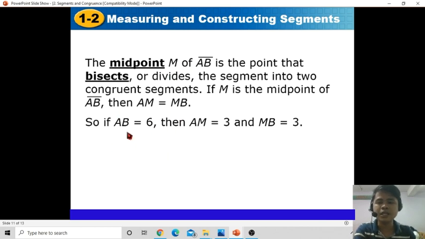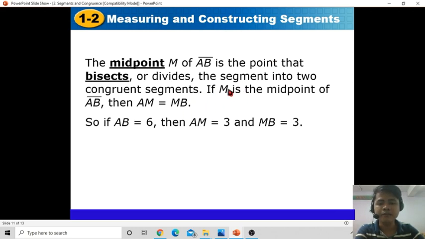Okay, let's proceed to midpoint. The midpoint M of segment AB is the point that bisects or divides the segment into two congruent segments. If M is the midpoint of segment AB, then AM is equal to MB. Again, a midpoint is a point that divides a segment into two equal segments.